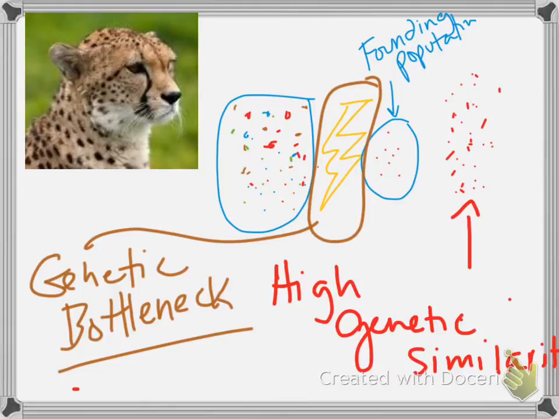So you might want to add genetic bottleneck to the bottom of the vocab. Some of you I see are busily working on Part C for things. You should probably have some notes on this, though, too.